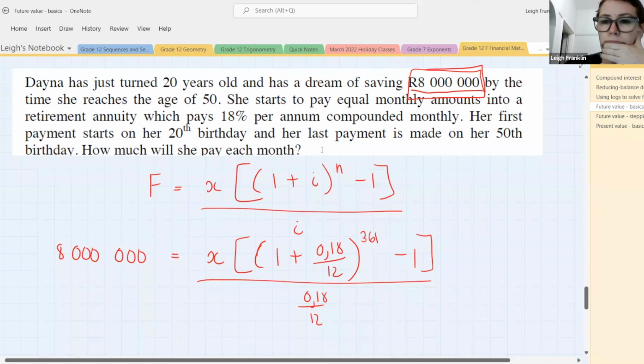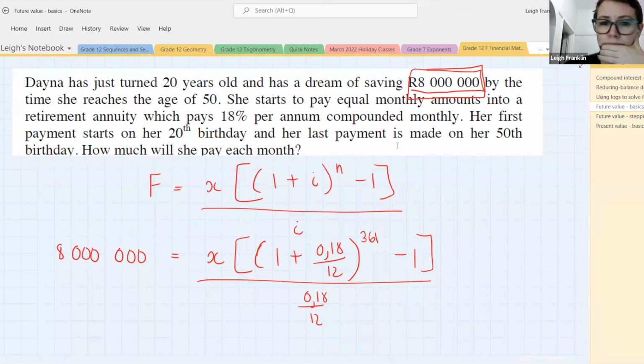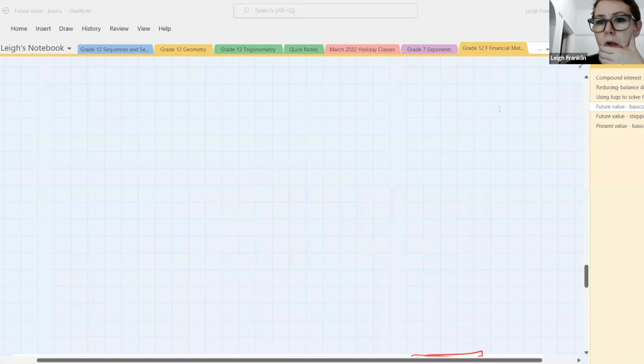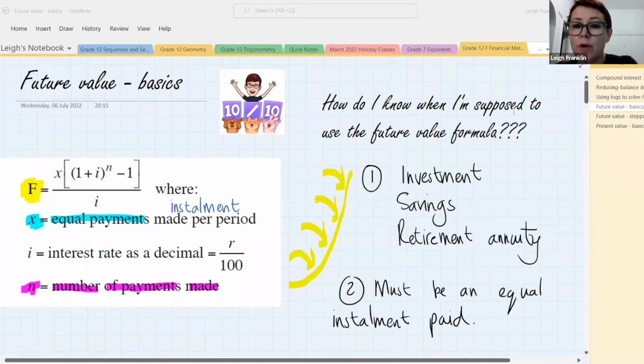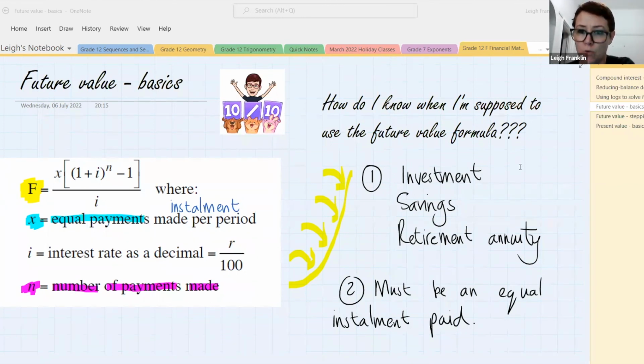Hello guys. Miss, can you please give me the keyword for which formula to use? Because I get confused when given a statement and I don't know which formula to use. Can you please give me the keyword which tells us which formula to use? Okay, so that's what we were talking about at the very beginning of the lesson. How do I know when I'm supposed to use the future value formula?